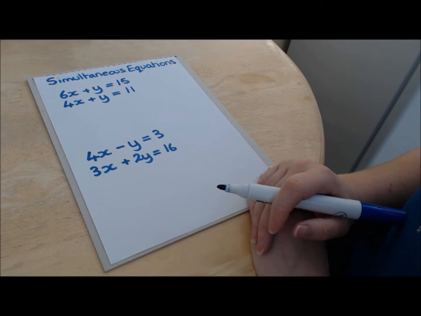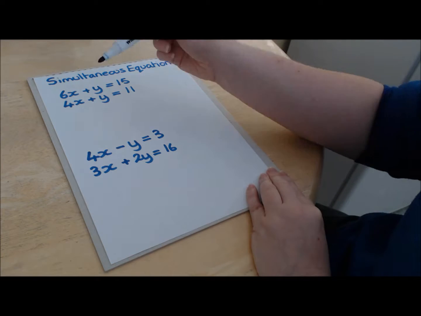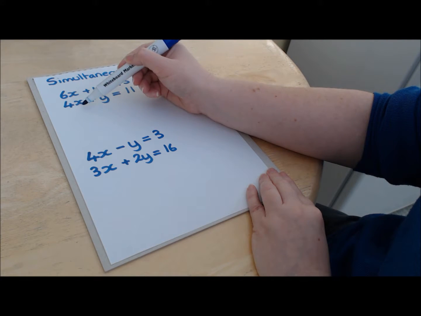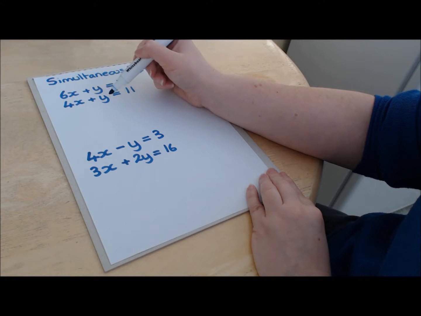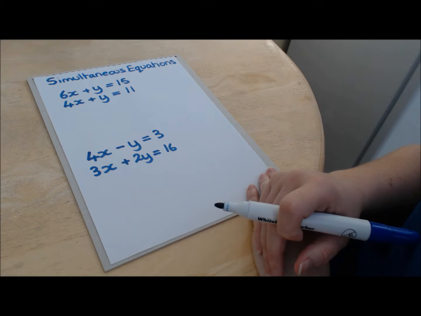Simultaneous equations. The word simultaneous means at the same time. So we have two equations here which can't be solved if we only have one of them, but if we know that they're both true at the same time, i.e. the x in this is the same value as that and the y in this one is the same value of that, then we can actually solve them. So this is how we do it.